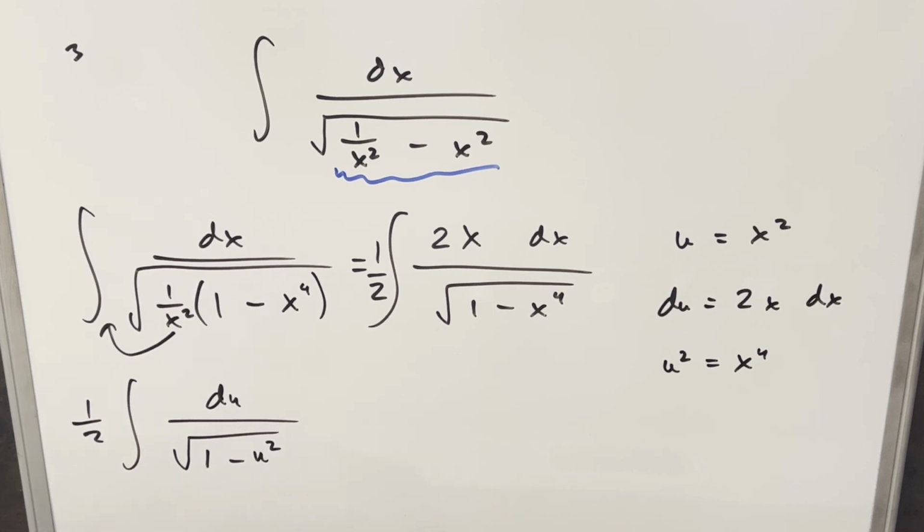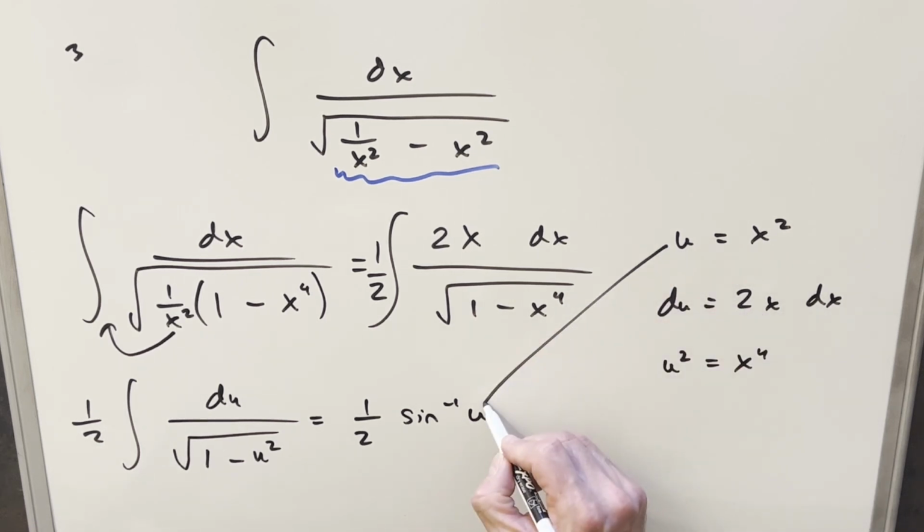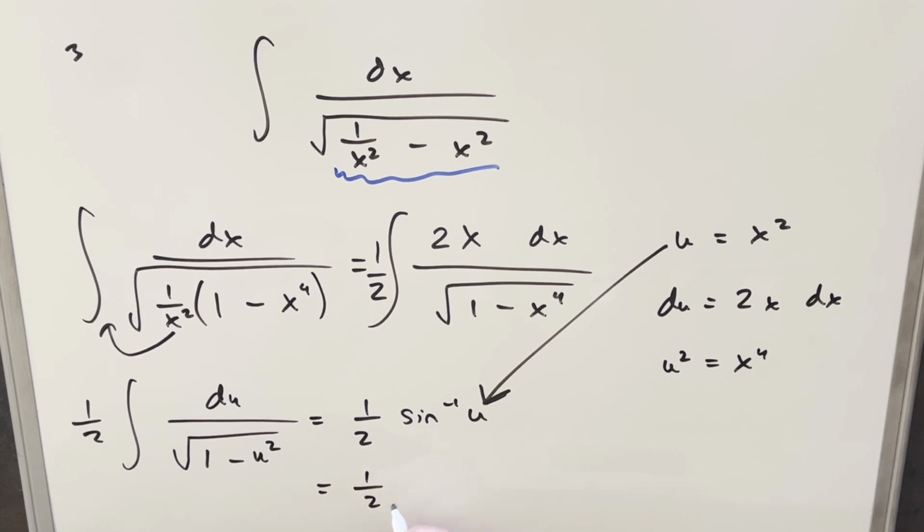We know that this is actually the integral of arcsine. So when we integrate, we're going to have 1/2 arcsine of u. Then all I need to do to finish it off, just back substitute. So for our final solution, we're going to have 1/2 arcsine x squared plus c, and that's it.